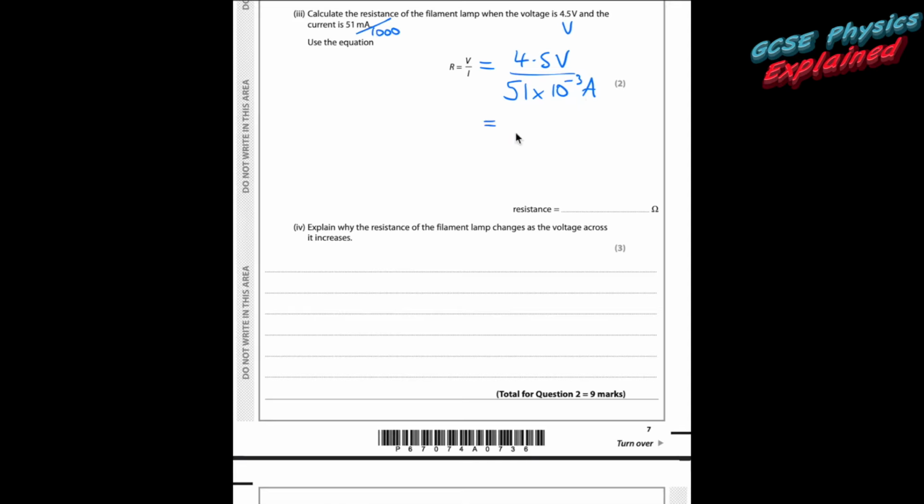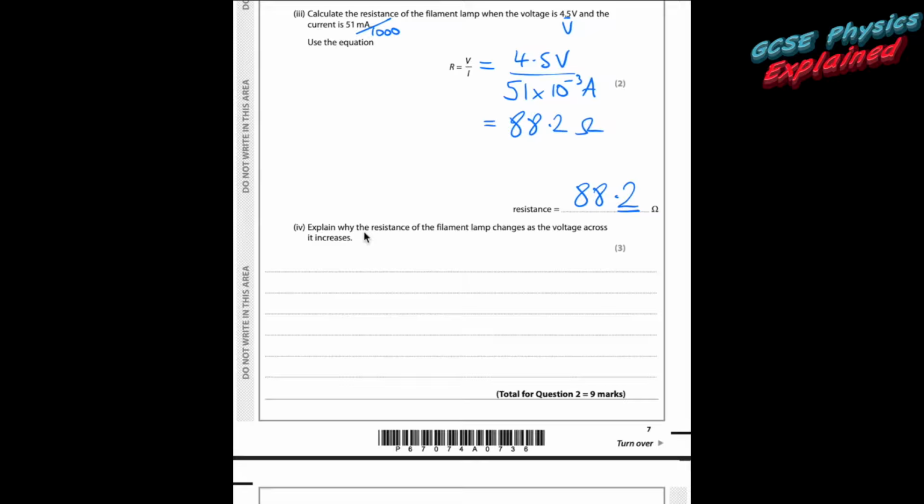And that comes out as 88.2, and that'll be ohms. And they've just done theirs to 1 decimal place, so we'll just do ours to 1 decimal place.